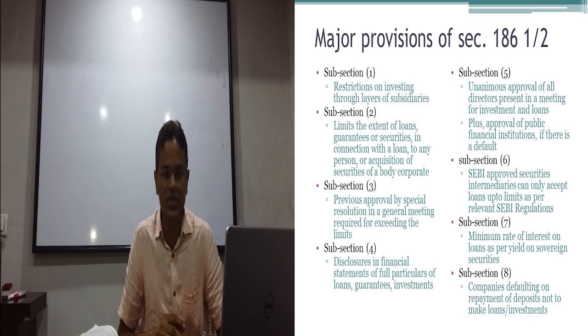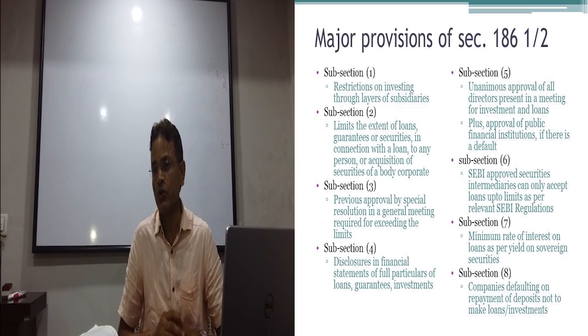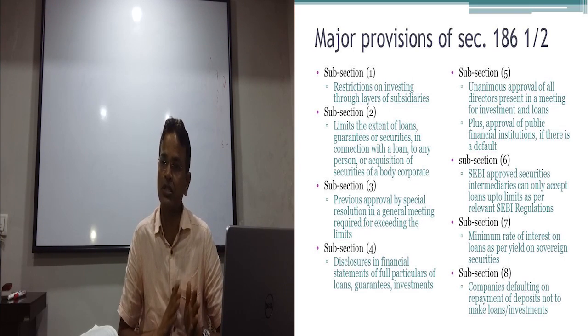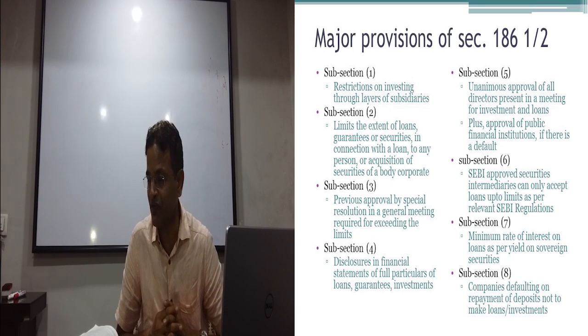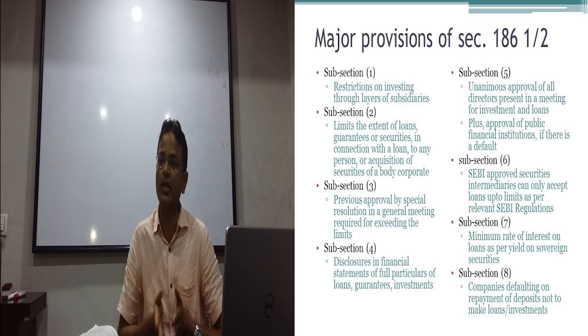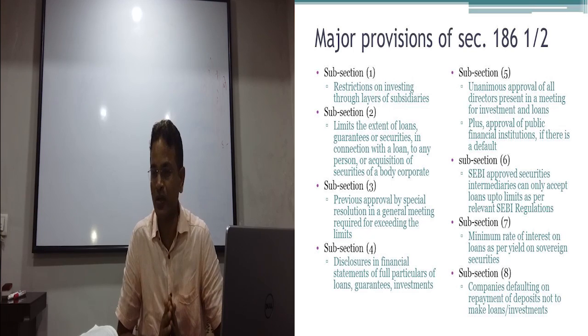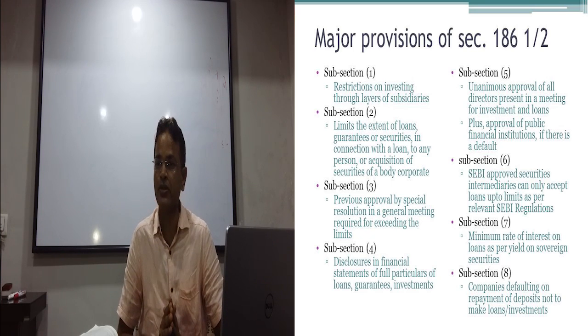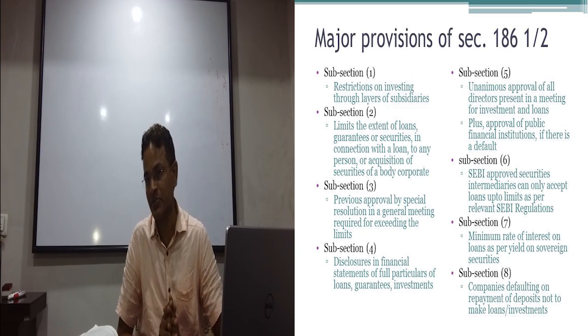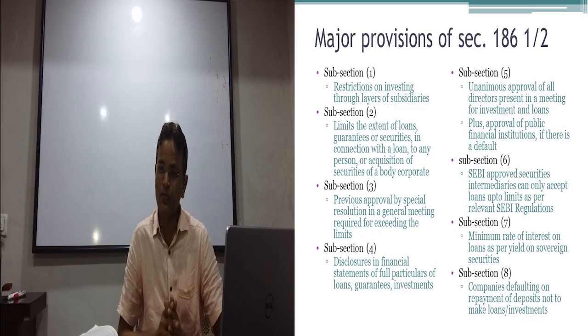Now, if we track the history, we find that what is Section 186 now was Section 372A in the Companies Act 1956, and 372A itself came by virtue of amalgamation of Sections 370 and 372, separately dealing with intercorporate loans and investments in the 56 Act.